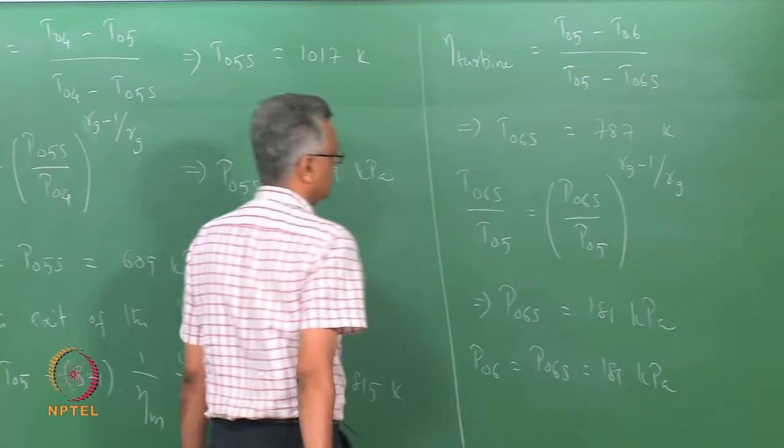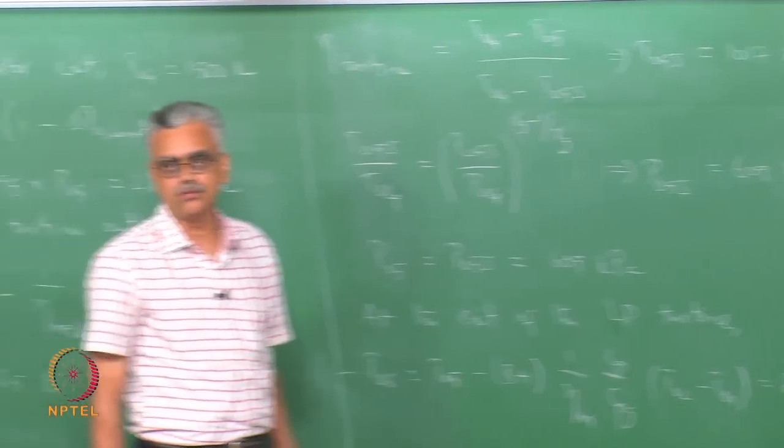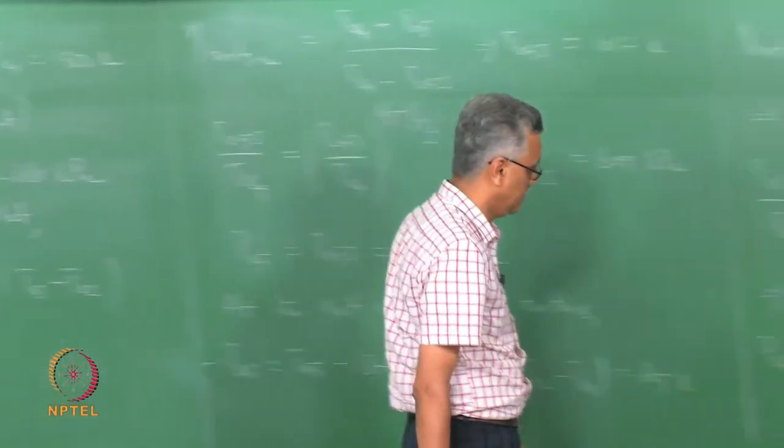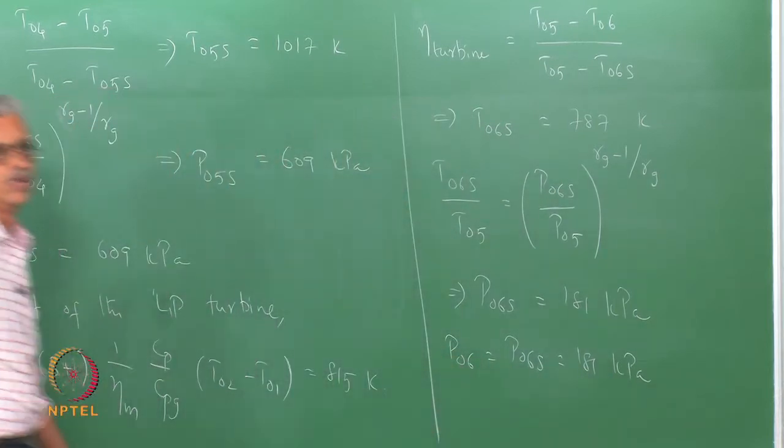So, we have T06 and P06. Now we need to move on to the hot nozzle, right. We have completed the calculation for the other components. Let us do the hot nozzle.